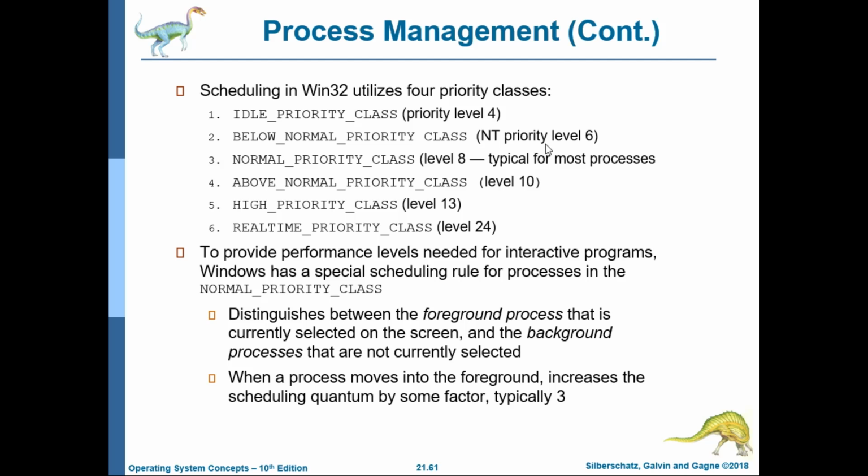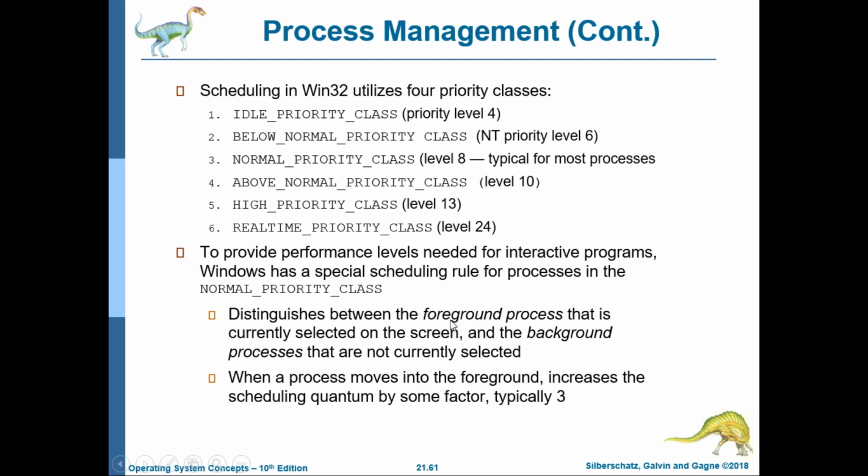So to provide the performance levels needed for interactive programs, Windows has a special scheduling rule for processes in the normal priority class. This special scheduling rule distinguishes between the foreground process that is currently selected on the screen and the background processes that are not currently selected. This is my example. For example, on my system, I open up my PowerPoint presentation, the slideshow presentation software, and the Word document. Since I'm actively using the slideshow presentation, that is the foreground process.